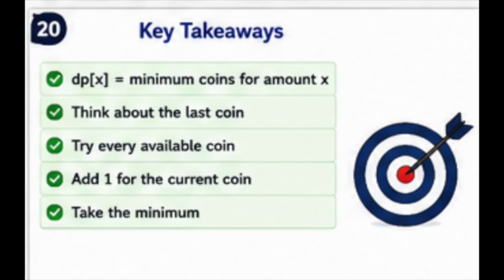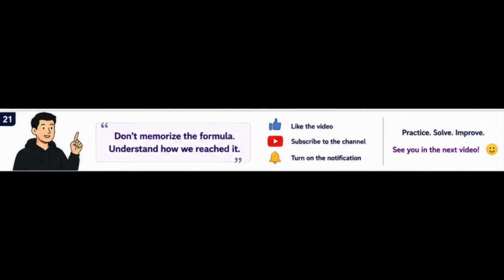Let's quickly summarize today's problem. First, remember what dp of x means. It represents the minimum number of coins needed to make amount x. Second, when you are stuck, think about the last coin. Ask yourself, what could my final coin be? For every possible coin, we solve a smaller amount. Then we add 1 for the coin we are currently using. And because we want the fewest coins, we take the minimum. Once you understand this thought process, the code becomes much easier.